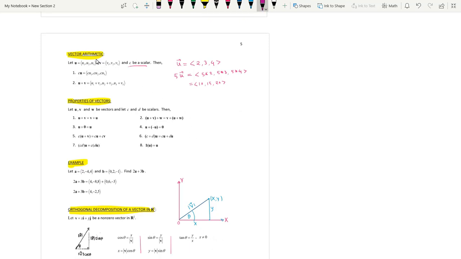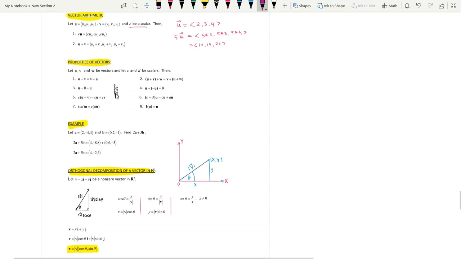Now vector arithmetic. If you have two non-zero vectors u and v, and c is a scalar, then if you multiply the vector u by c, you have to multiply each component by c. So if you have a vector u (2, 3, 4) and you want to multiply by 5, then you have to multiply each component by 5. And if you want to add those two vectors, then you have to add component-wise: u1 plus v1, the first component; u2 plus v2, the second component; u3 plus v3, the third component, which we already discussed in our previous example. There are a few more properties here, you can look over them.